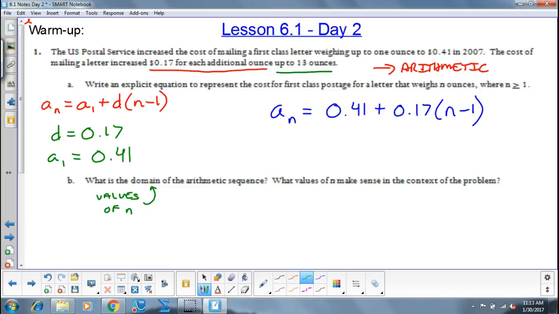So in interval notation, it would be from 1, because you can never be charged 0 ounces, right? So we're going from 1 to 13. If we're in an inequality, it would be 1 is less than or equal to n is less than or equal to 13.